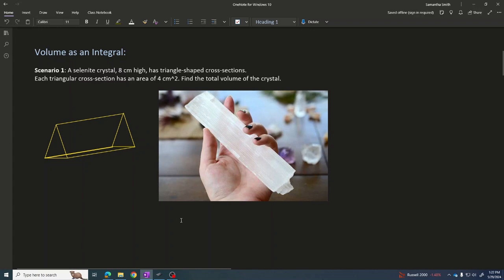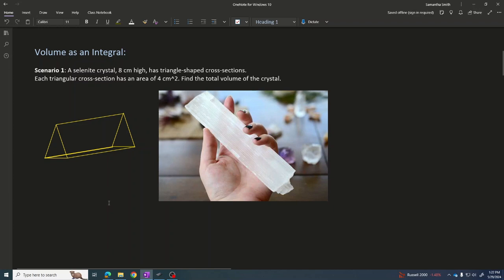And if you slice the selenite crystal along its length, then for this particular crystal, let's say that we get cross sections that look like triangles. So here's a real life selenite crystal, and here's a geometric abstraction of a selenite crystal, which is just triangles that have been stretched out along a line to create the crystal shape.